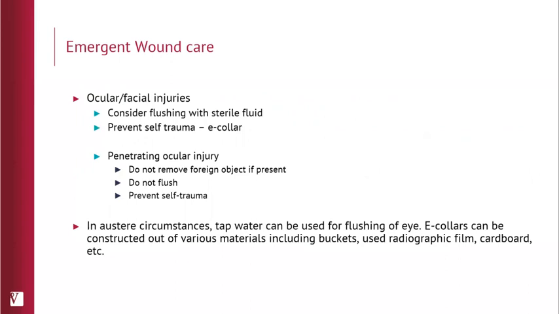And if there is any type of penetrating foreign body in the eye, you don't really want to remove it in the field. That is something you're going to want to do in a more controlled environment. We don't want to flush the eye if there is a penetrating ocular injury, not just because that could dislodge the foreign object, but also because that could lead to fluid making its way into the eye itself. And preventing self-trauma is also going to be important with placement of an e-collar.